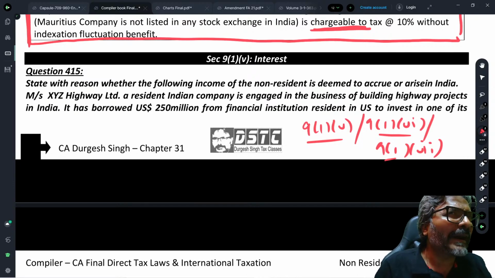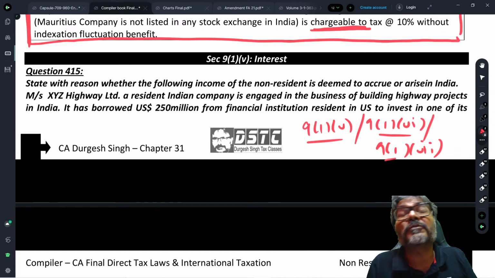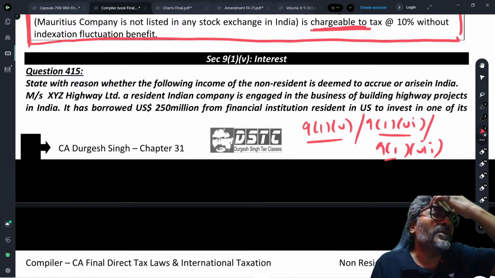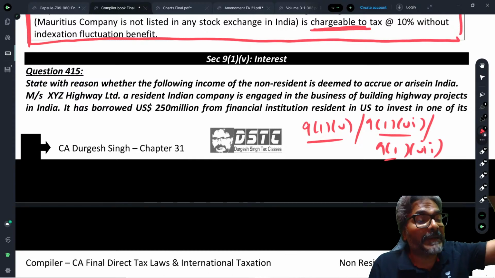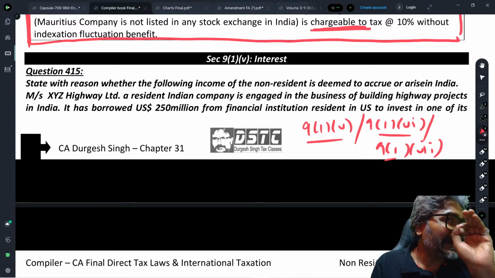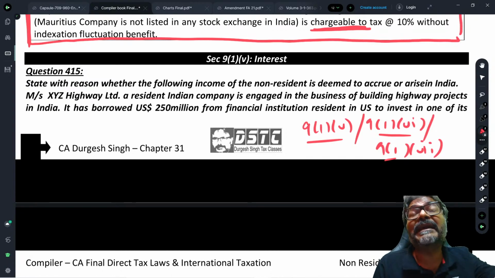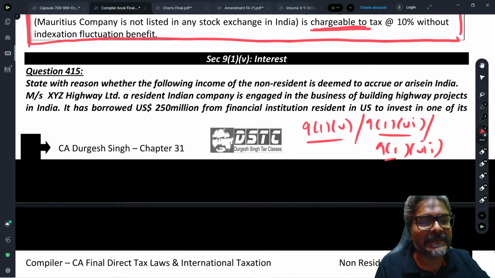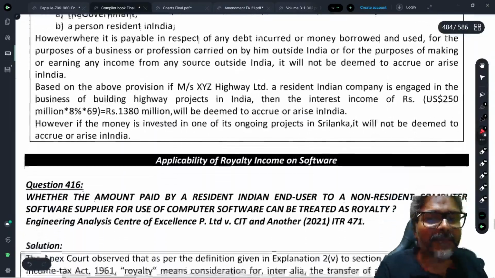So I don't find that in the current attempt, next attempt, tomorrow's paper, they will have anything much on royalty and FTS so far as the practical questions are concerned. But one case law is there, students, that is very expected in tomorrow's paper, which I'll discuss with all of you. And interest and dividend income.